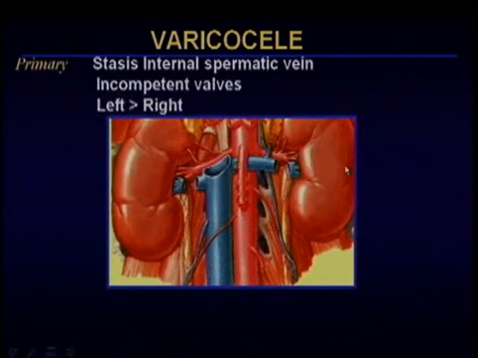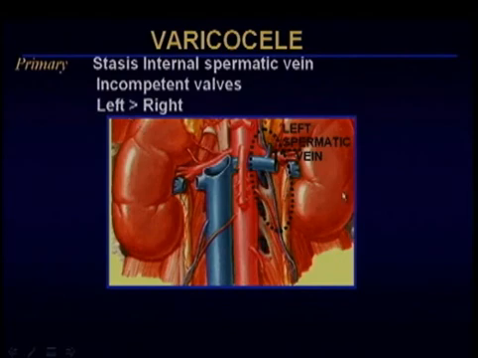By primary, I mean people who have problems with incompetent veins, such that the drainage through the spermatic vein is deficient and you end up with stasis of blood. Now this occurs typically on the left side because of the negotiation of the left spermatic vein into the left renal vein, making that sharp left-handed turn. That seems to be difficult in many cases, and with associated incompetent valves, you develop dilated veins in the scrotum on the left side.